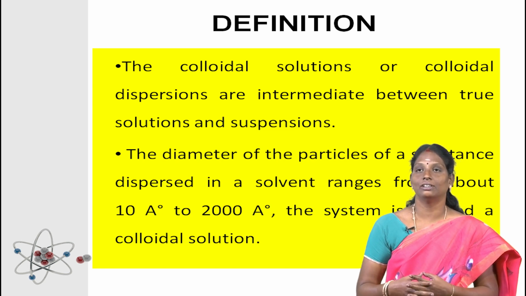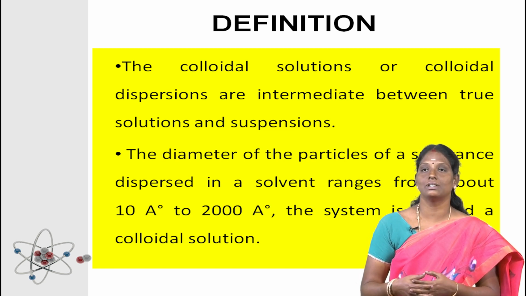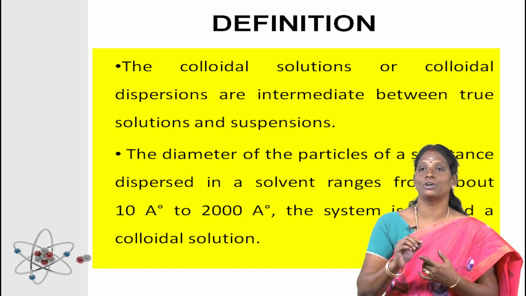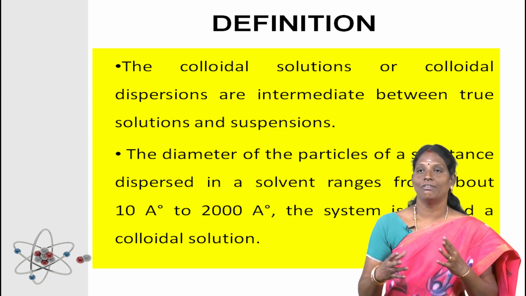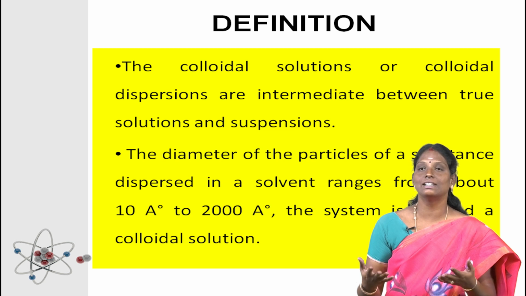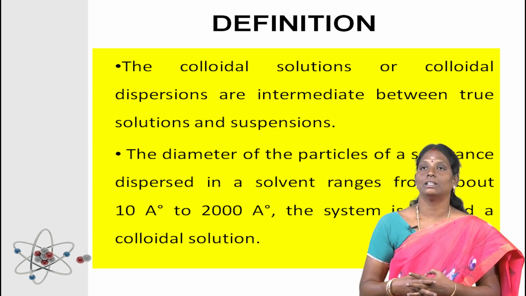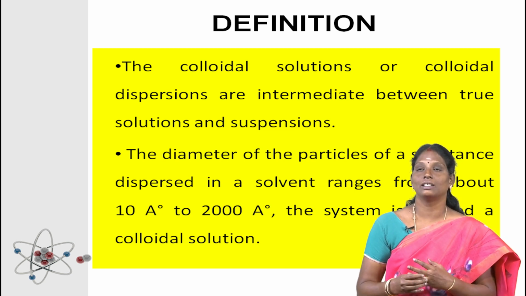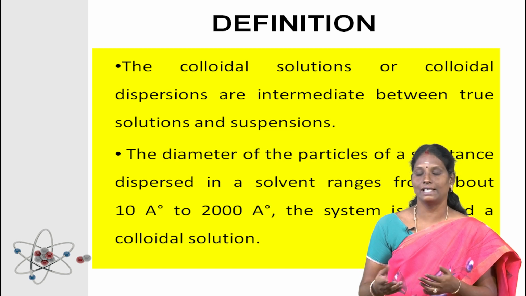Another definition: it is a heterogeneous system in which one substance is dispersed as the dispersed phase, as very fine particles, in another substance called the dispersion medium. The essential difference between a solution and a colloid is that of particle size. So how do you differentiate a solution and a colloid? By using their particle size.